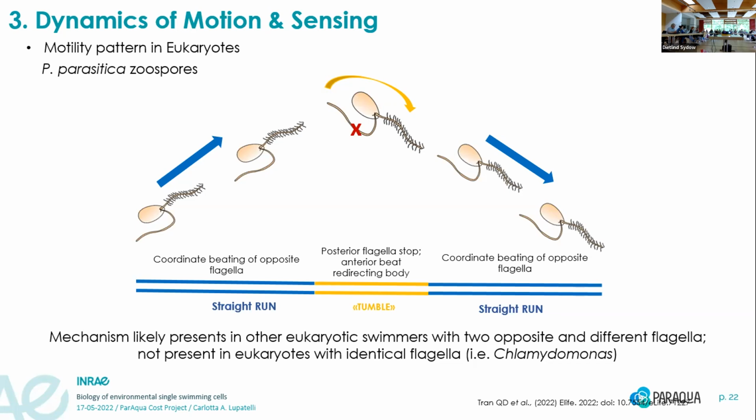So this is a typical mechanism that we can find in our spore, and most likely we can find it in other eukaryotes which have two different flagella. But, for example, we already know that it's not a mechanism that we can find in eukaryotes that have two similar, identical flagella, like for example Chlamydomonas.